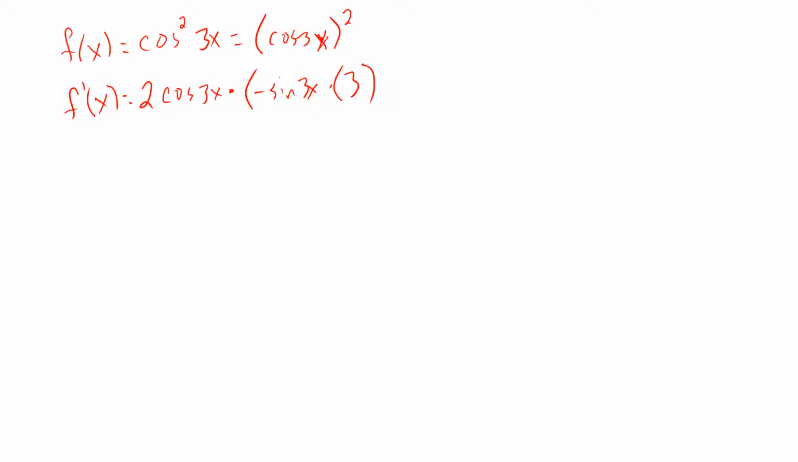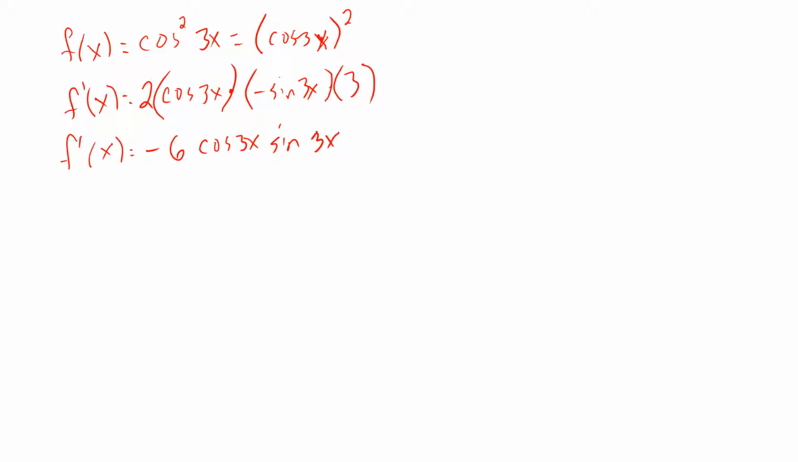So we have 2 times cosine of 3x times negative sine of 3x times 3. I'd multiply the constants together to get f prime of x equals, we have a negative 2 times 3, it's negative 6 cosine of 3x, sine of 3x. So that was cosine squared of 3x.